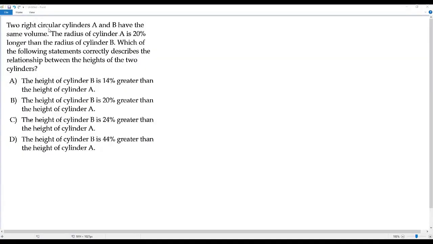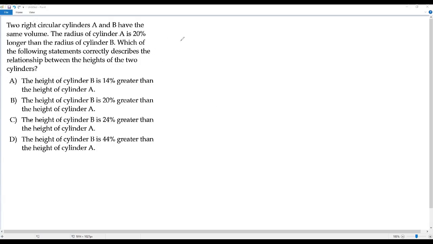Here we have an SAT math problem. Okay, let's go to the question. Two right circular cylinders A and B have the same volume. The radius of cylinder A is 20% longer than the radius of cylinder B. Which of the following statements correctly describes the relationship between the heights of the two cylinders?